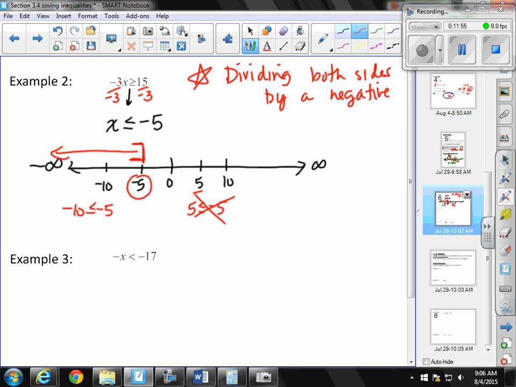And again, my interval, I'm looking at my shaded region here, my shaded area. So the left-hand side of my shaded area to the right-hand side of my shaded area, I'm starting at negative infinity and I'm going to negative 5. Always a parenthesis with infinities. And this time we said it can be equal to, so we're using that square bracket at negative 5.